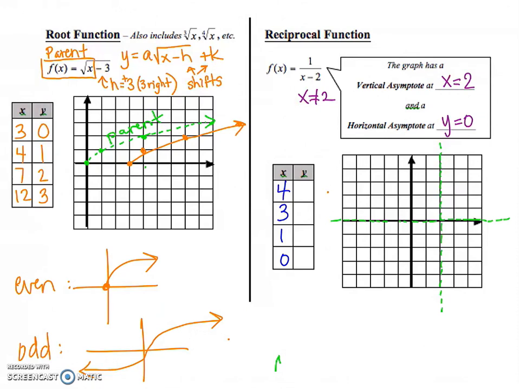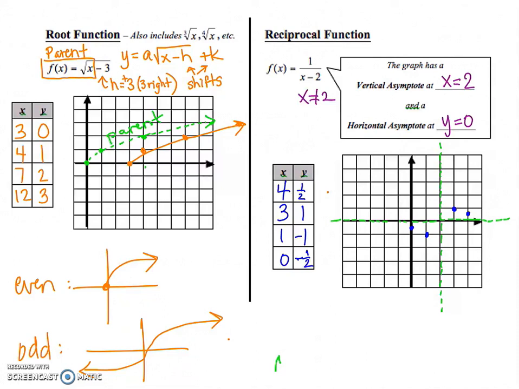So when I plug this in, 1 over 4 minus 2 becomes 1/2. When I plug in 3, 1 over 3 minus 2, that becomes 1 over 1, which is 1. 1 over 1 minus 2 becomes negative 1. And when I plug in 0, 1 over negative 2, that is negative 1/2. So now I can go ahead and plot these points. When x is 4, y is 1/2. When x is 3, y is 1. When x is 1, y is negative 1, and when x is 0, y is negative 1/2.